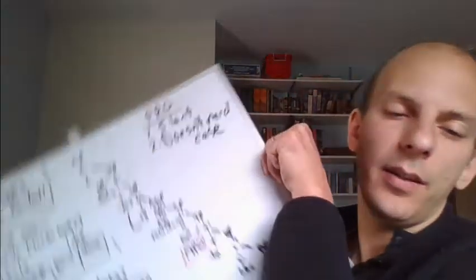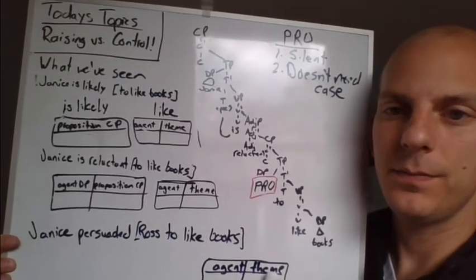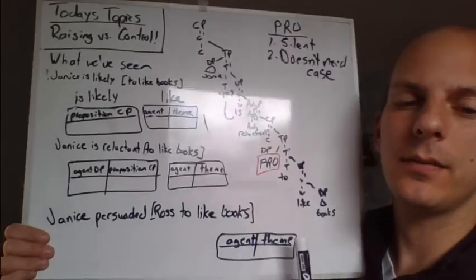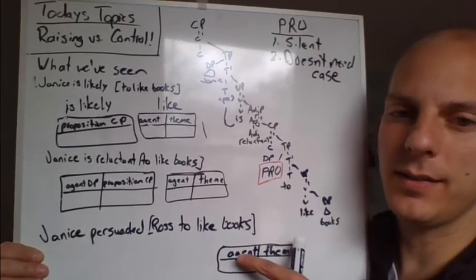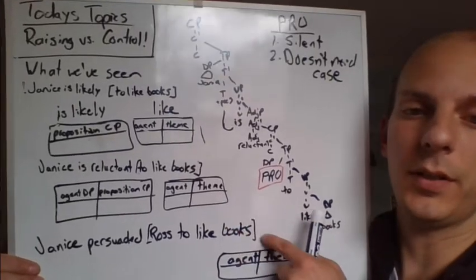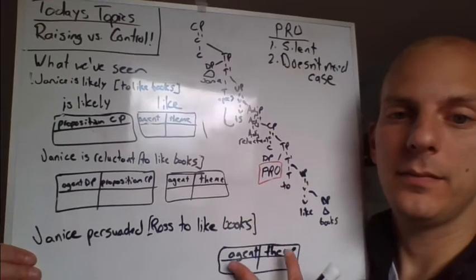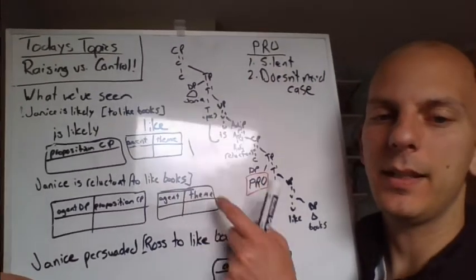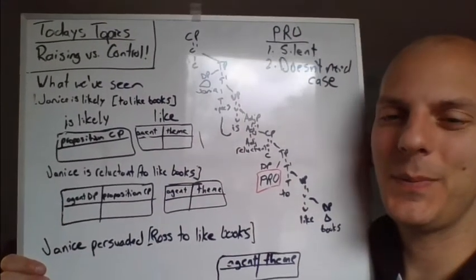What's the agent of like here? Who's doing the liking in this scenario? It's Ross. Ross is doing the liking. What does Ross like? Books. Ross likes books. Ross to like books. So that's fine. Same as it ever was, right? What about persuaded?